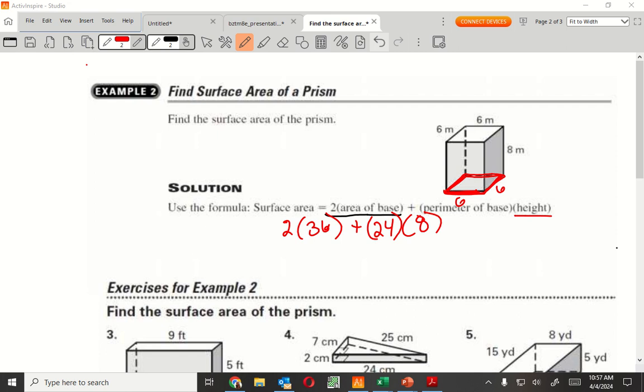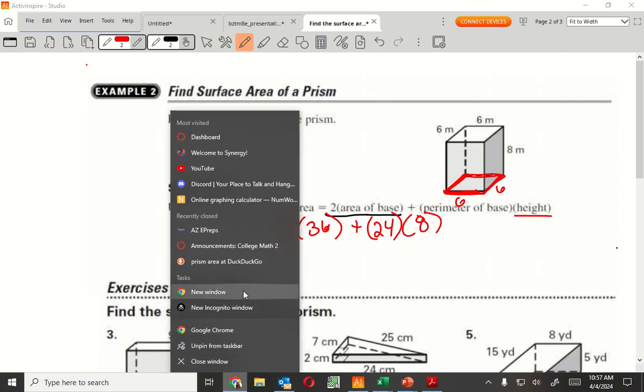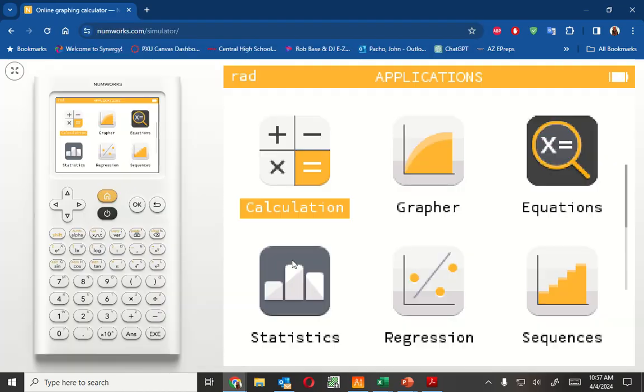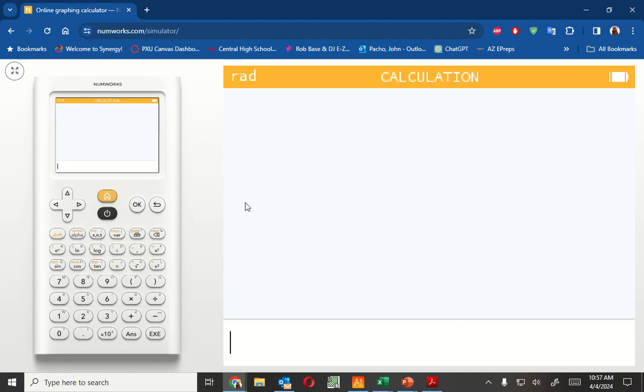All right, so let's plug it in, do a little bit of math. So I'm going to bring up my NumWorks here. All right, so let's take a look. Here's my NumWorks. It was 2 times 36 plus 24. 24, right? No, that one. That one. 24 times what? 8. So, looks just like this, right? Okay, hit okay. 264. So is this a little bit easier than having to do the net?